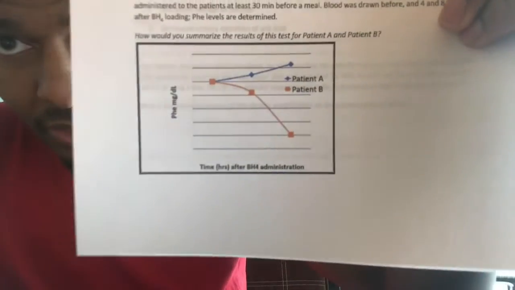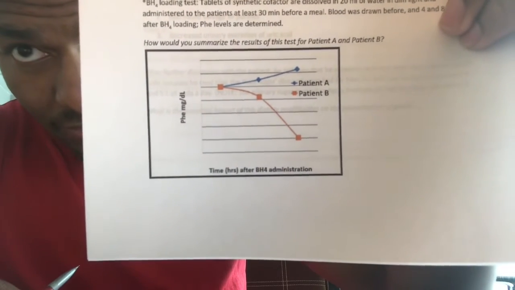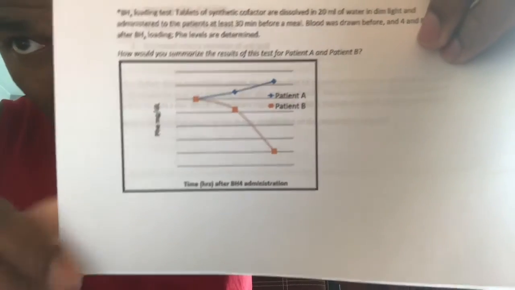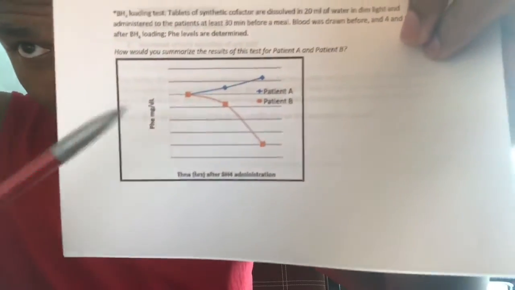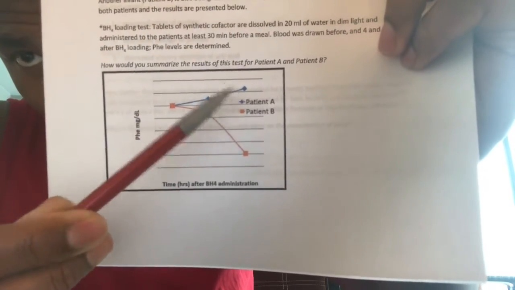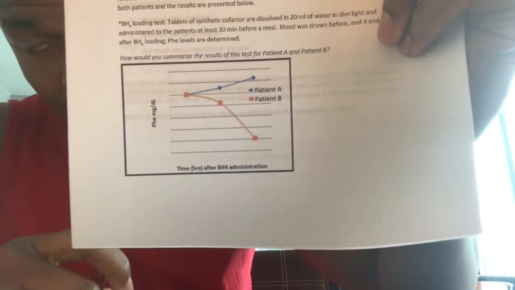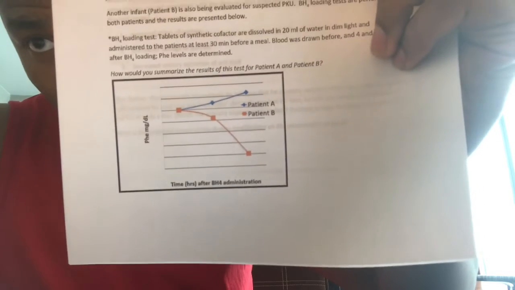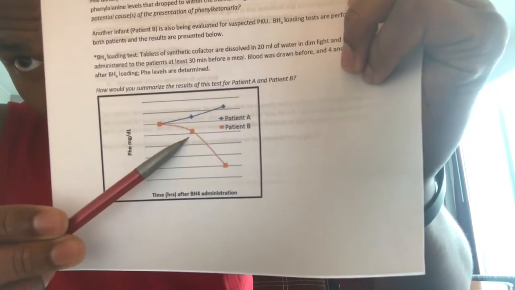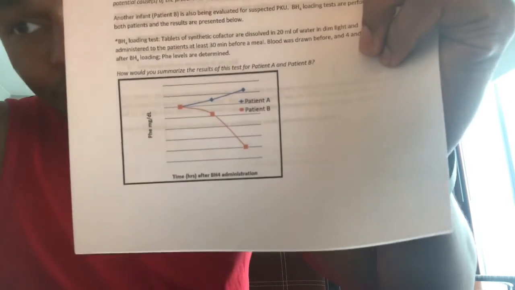So it looks like with patient A, after they got their BH4 cofactor, to see if that would help out in any way, shape, or form, unfortunately, it looks like their phenylalanine levels actually continued to elevate. With patient B, after they received their BH4 cofactor, it looks like their phenylalanine levels started to decrease at 4 hours and go much lower at 8 hours after administration.